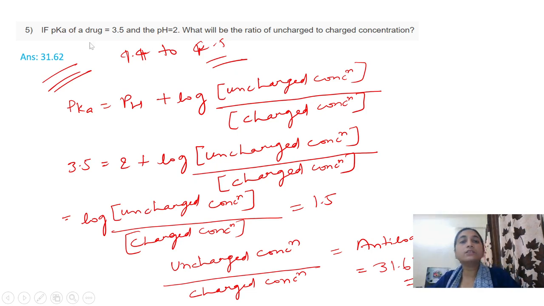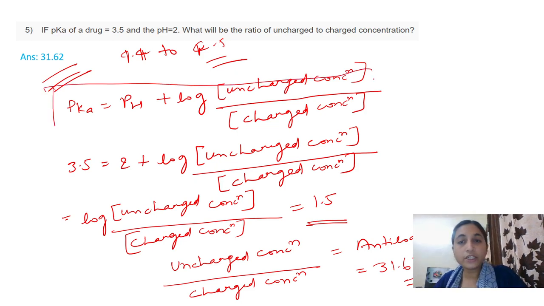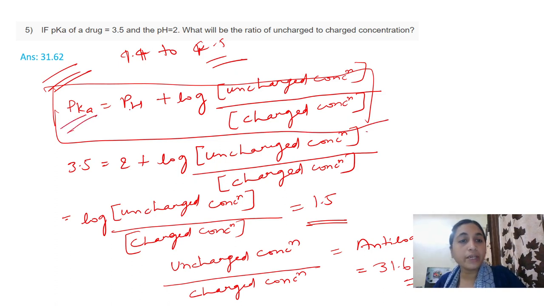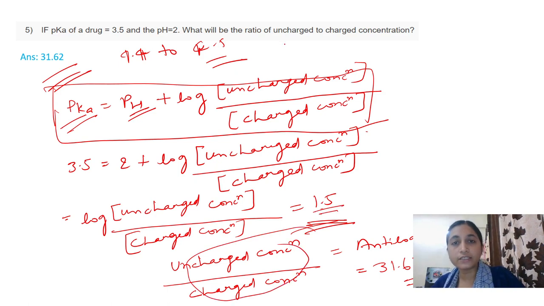What happened? Yeah, this is the formula of this. You use this one and put in the value. Yeah, this is there, no? What do you want? You can just put it in this, no? pKa equals pH plus log. So if you put in the value of pKa or pH in this, you will get this one. So after that, you got the log value of this. You want uncharged to charged concentration, so just take the antilog and you will get this value.